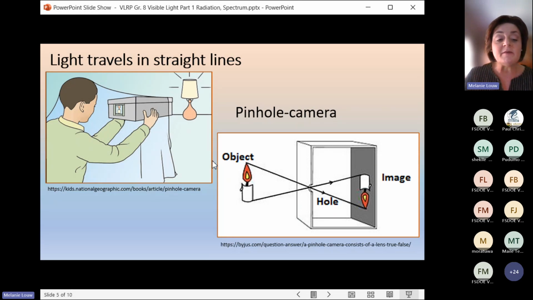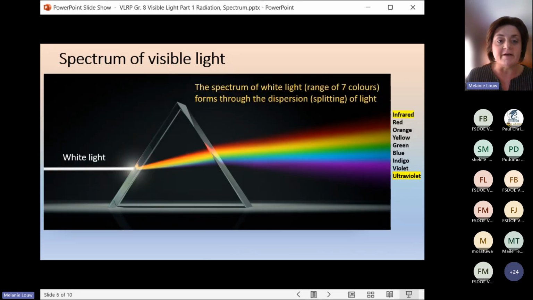So the light coming from the top of the candle will now be at the bottom, and the light coming from the bottom of the candle through the hole will now be at the top, causing the image to be turned upside down. And that's also a proof that light can only move in a straight line.